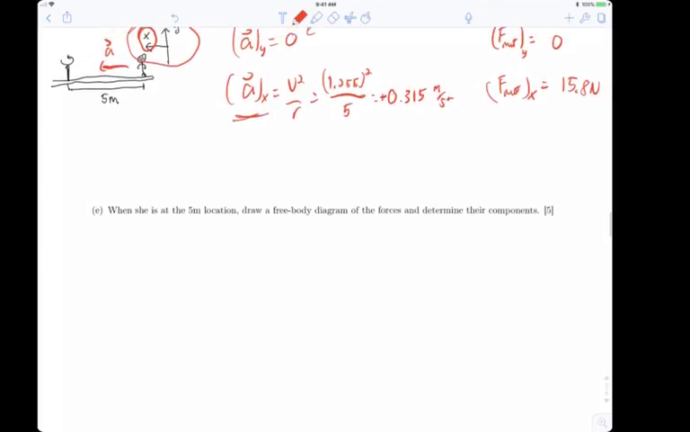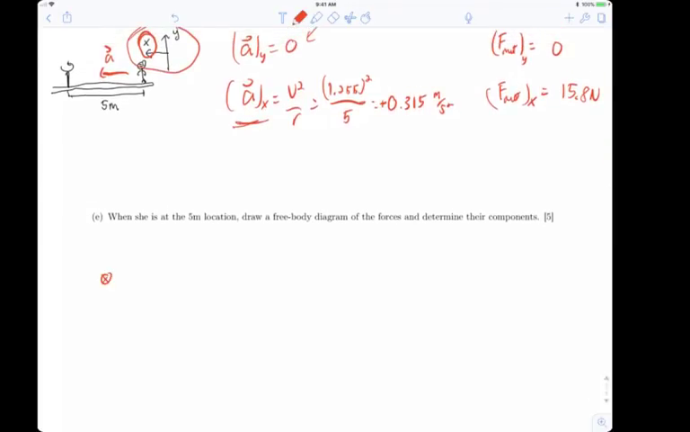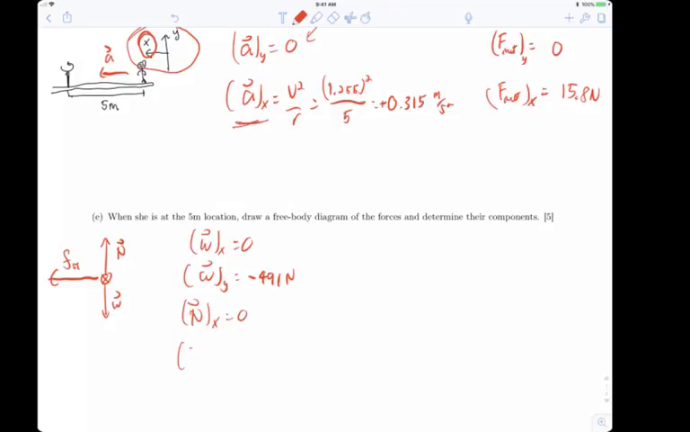Draw a free body diagram. It's going to be gravity, the normal force, and static friction, which pushes her towards the middle. Let's write these out in terms of components. Gravity in the x direction is 0. In the y direction it's in the minus direction, 50 times 9.81, minus 491 newtons. Normal force in the x direction is 0. Normal force in the y direction is some value I don't know yet.